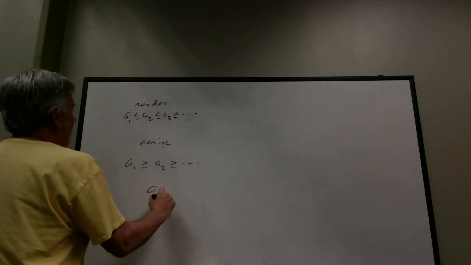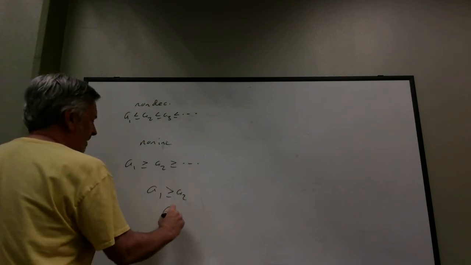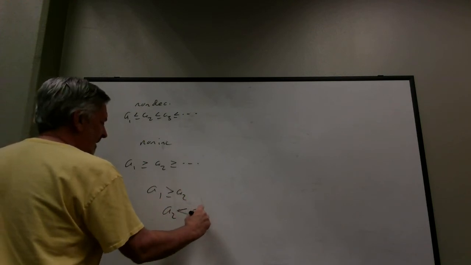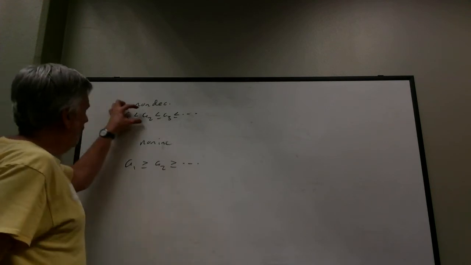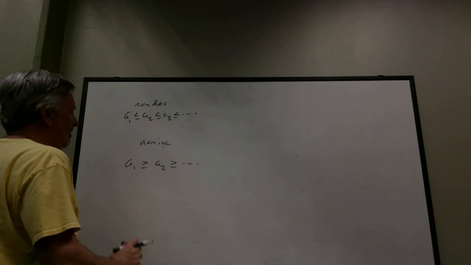Now you can't do A1 bigger than or equal to A2, and then A2 is less than A3. That wouldn't be monotonic. You can't mix. So it's either all of those do that or all those do that. That's monotonic.